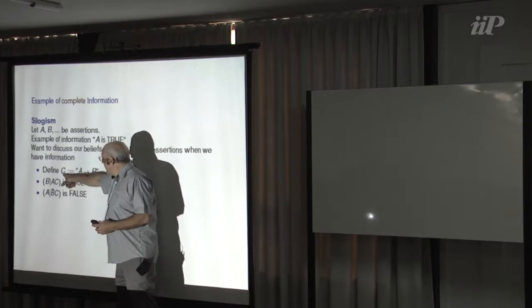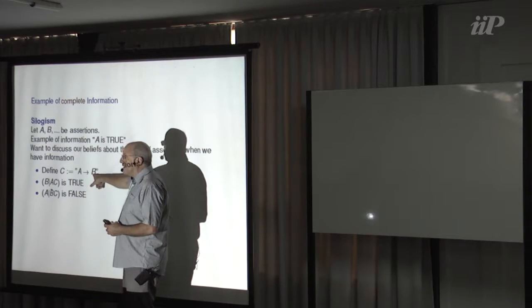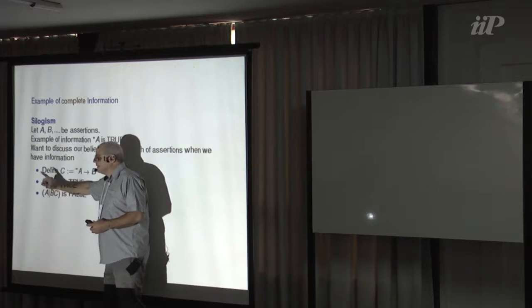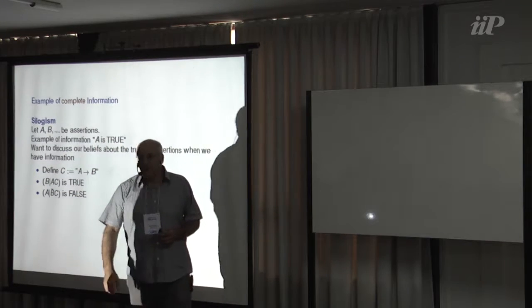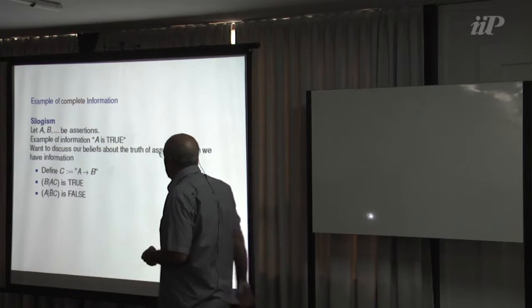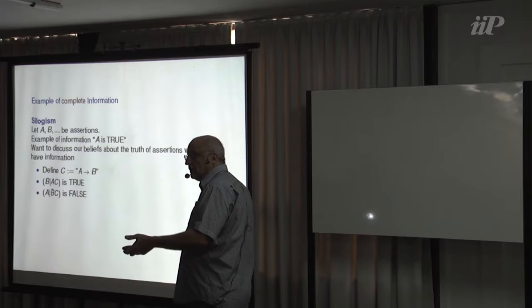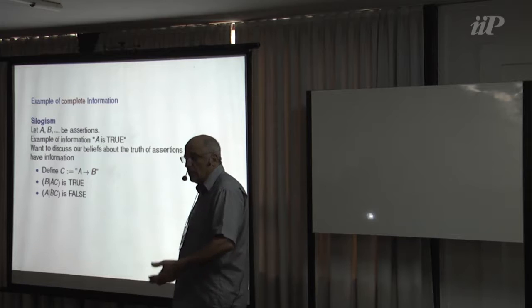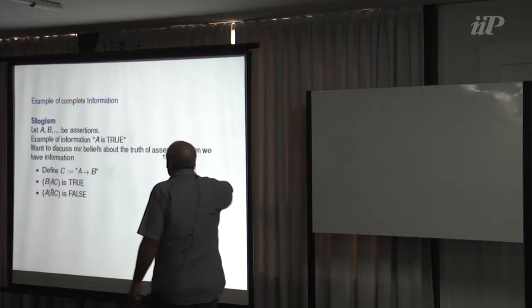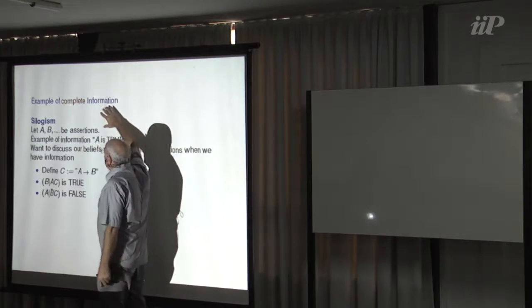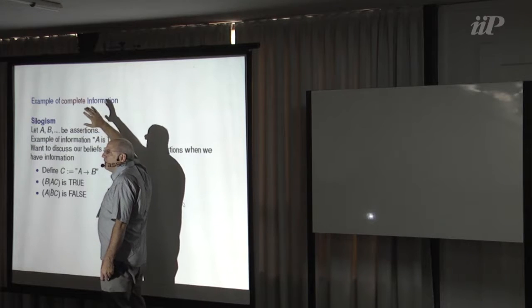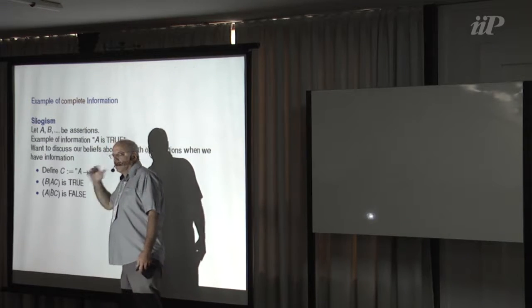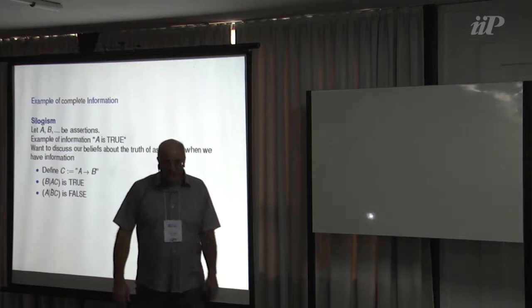And if A implies B and A is given, then I have complete information about B. And if B is not true, I have complete information about A. I know it's false. So these are cases in which we don't need anything else. We know everything. This is complete information.